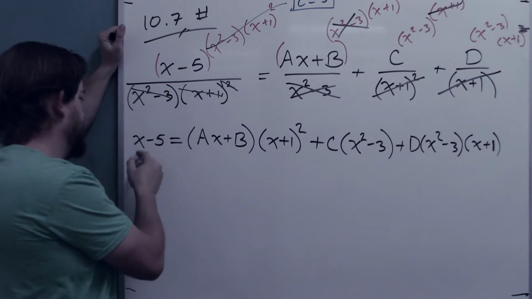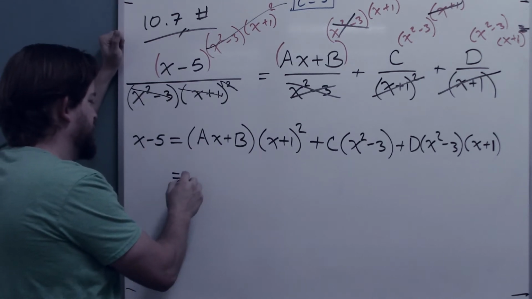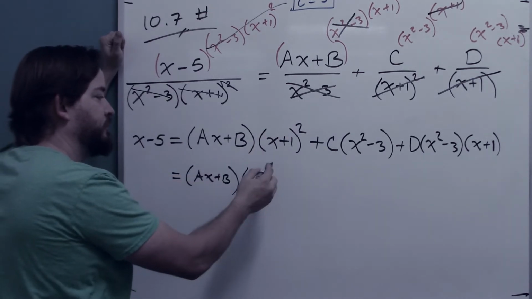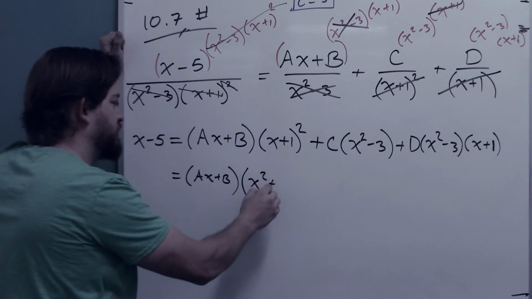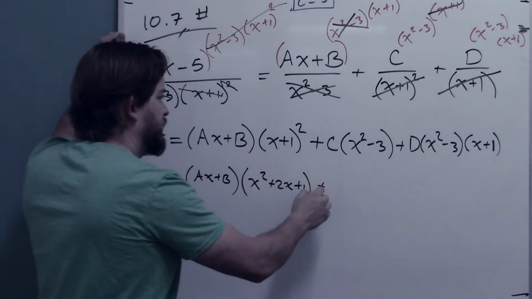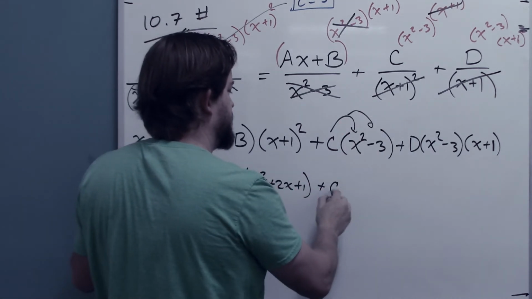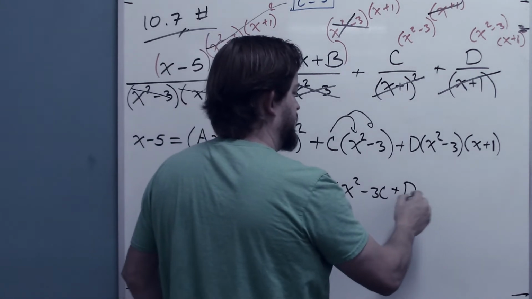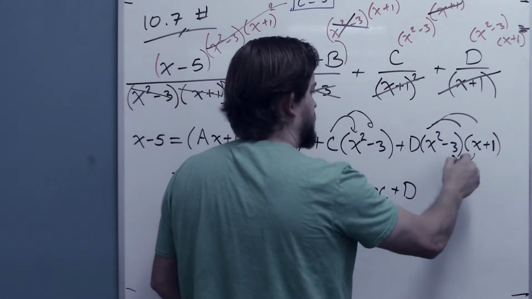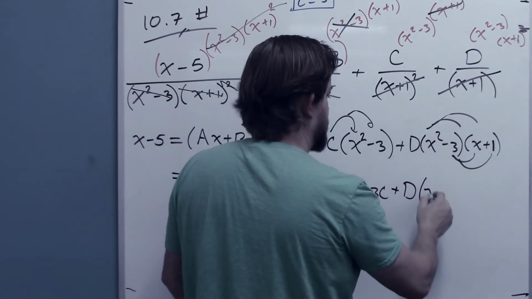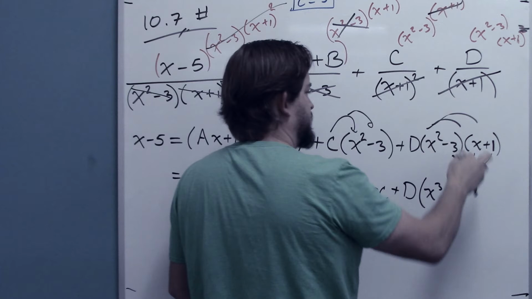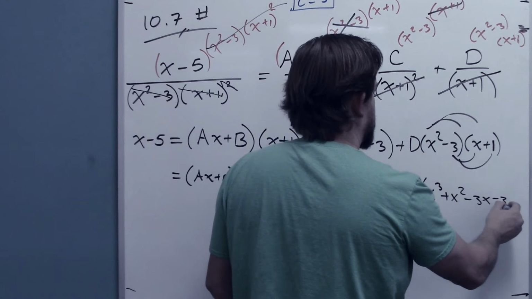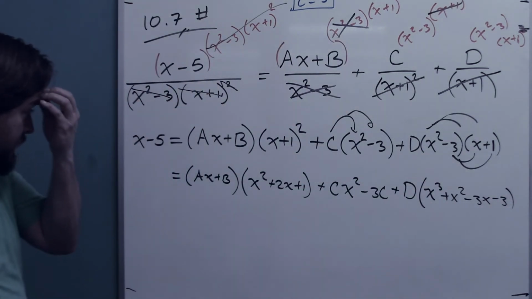Well, here we go. The x minus 5 on the left is just fine. But here I've got this ax plus b multiplied by x plus 1 squared, which when I FOIL that out, I get x squared plus 2x plus 1. Plus, I'll just distribute this c, so I get cx squared minus 3c. Plus, I'm going to leave the d out here and then just FOIL these guys. So I get d multiplied by x to the third plus x squared minus 3x minus 3. Okay? Just kind of a little bit by bit.